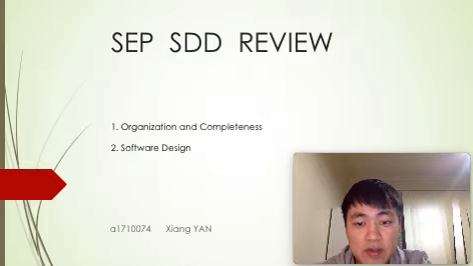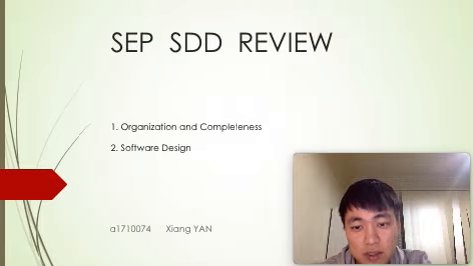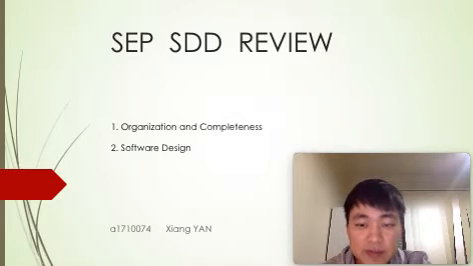Today I'm gonna make a presentation of SDD review. The presentation will be divided into two parts. The first part is organization and completeness. We have labeled our charts and put them in explanatory text.